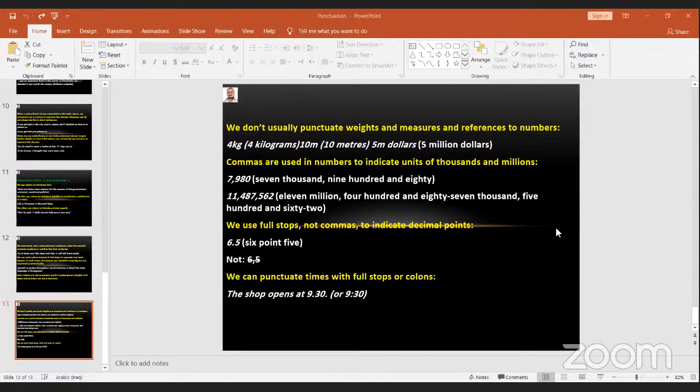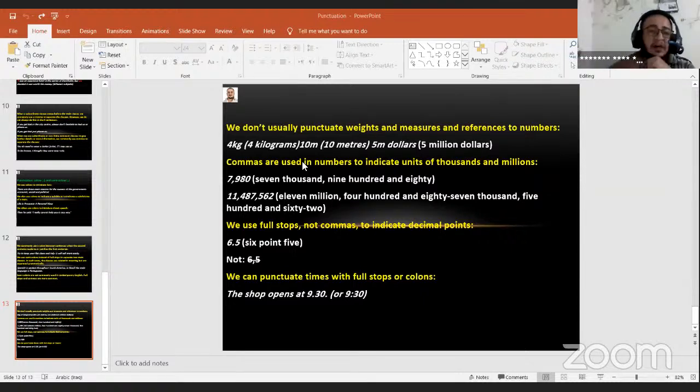Mr. Haider, please, we say 4 kilograms or 10 meters. Which one is the right one? By full words or just kg? If I would write it, it doesn't mention in the question. Should I write $5 million or just 10 m or 5 kg? Both are correct. Both are correct.